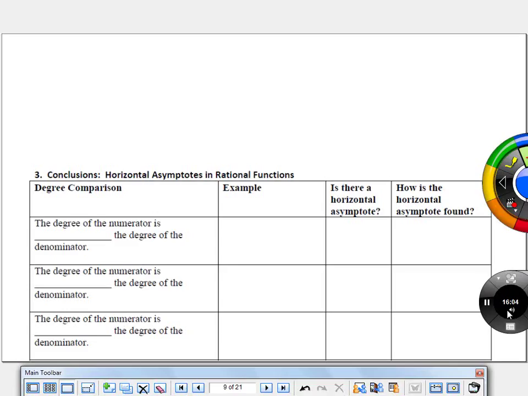You can make up your own. You can use one from the chart. Is there a horizontal asymptote? You should be able to dig into what we just asked to determine that. And now a new question: how do you think you would find that horizontal asymptote?